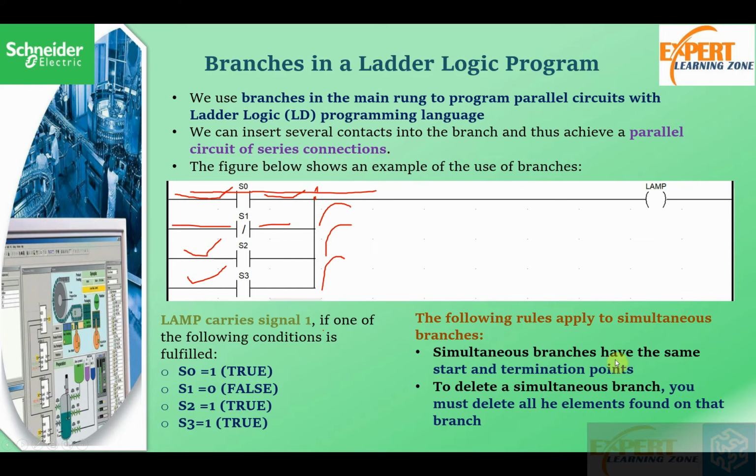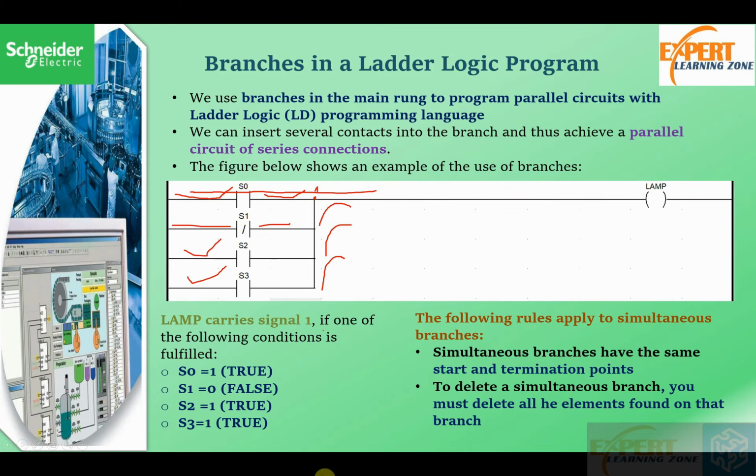Simultaneous branches have the same start and stop points, like we just explained. They all start from the same point and they should terminate at the same point for them to be simultaneous branches. To delete a simultaneous branch, you must delete all the elements found in that branch. For example, to delete this branch S3, all the elements found on this branch must be deleted as well.